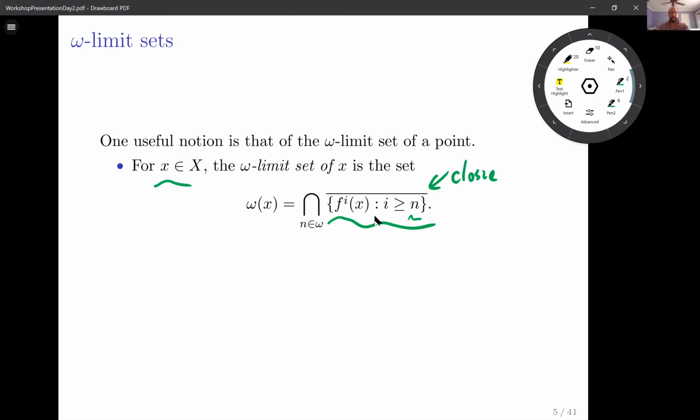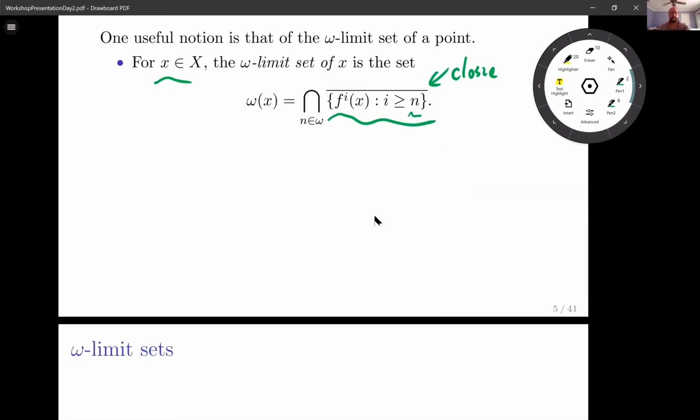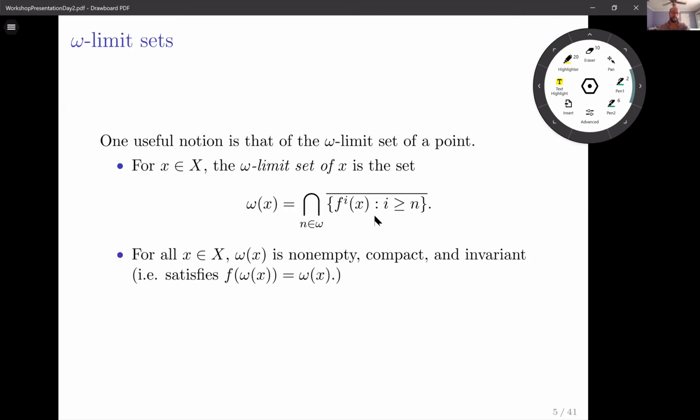There are lots of great characterizations of this. It's the collection of limit points of the orbit as a sequence. Some of the great reasons to think about this are that these sets are non-empty, compact, and invariant. When we say invariant for the purposes of today, that means the image of the omega limit set of x is equal to that same omega limit set. This follows pretty much immediately from the definition, because we hit the omega limit set with f. We know that f and intersections play reasonably well together, especially for nested sets, and we can get that through pretty easily, provided f is continuous. Of course, there's a little bit more to that, but not much.